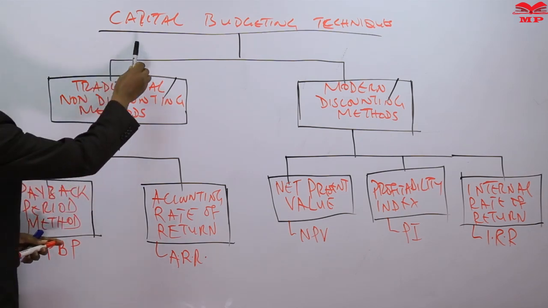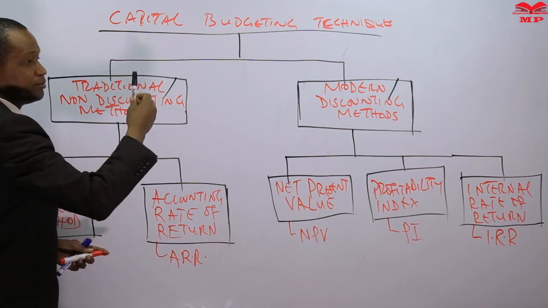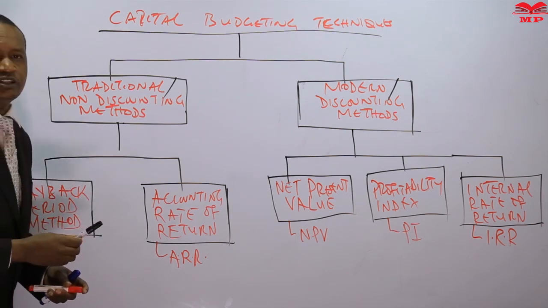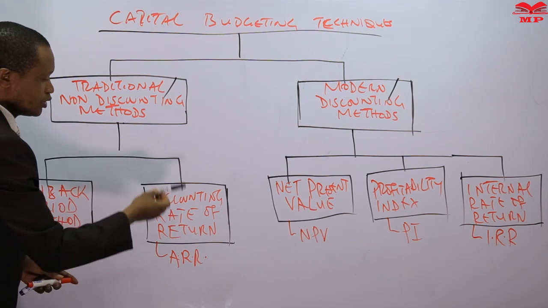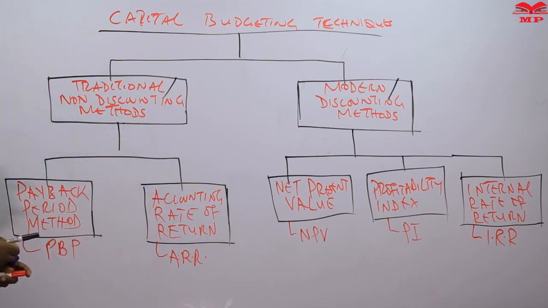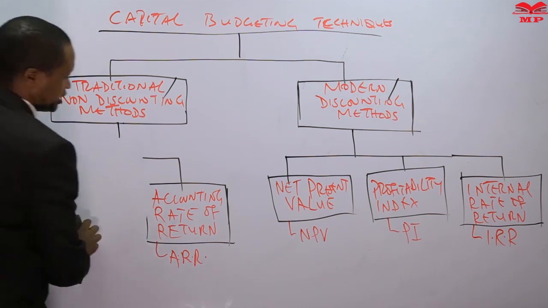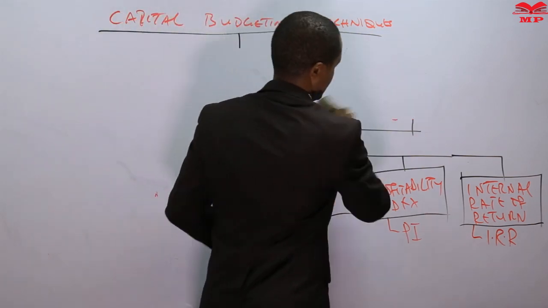These are the techniques that we'll be using. They are called capital budgeting techniques or tools or methods. We use them in appraising projects. And before this, I had just said there are certain features that should be considered before deciding which technique to employ in evaluation of capital investment projects. So we start with the non-discounting methods. These are the PBP and the ARR.